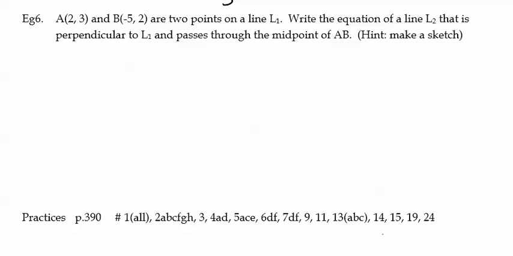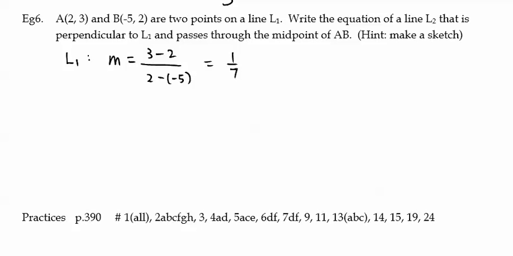So, when we have 2 points given on line number 1, let me calculate the slope between these 2 points first. The slope between point A and point B, using the slope formula, y2 minus y1 over x2 minus x1, we will end up with 1 over 7. This is the slope on line number 1.